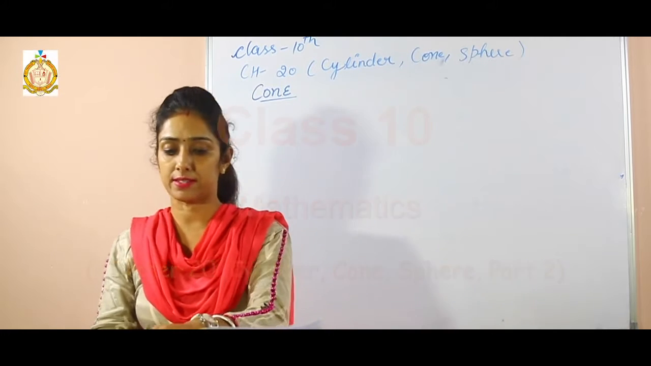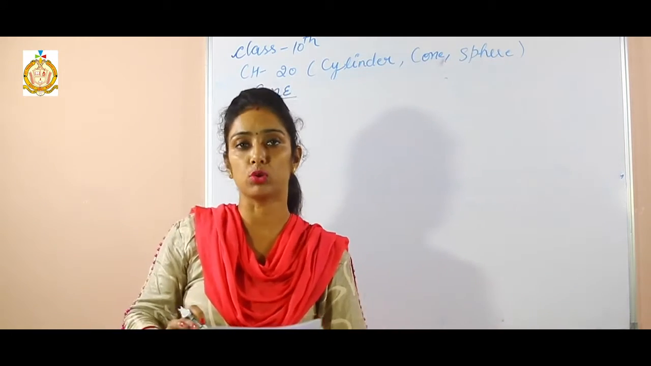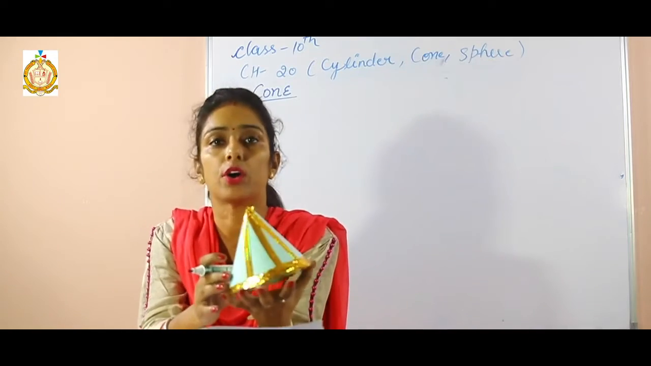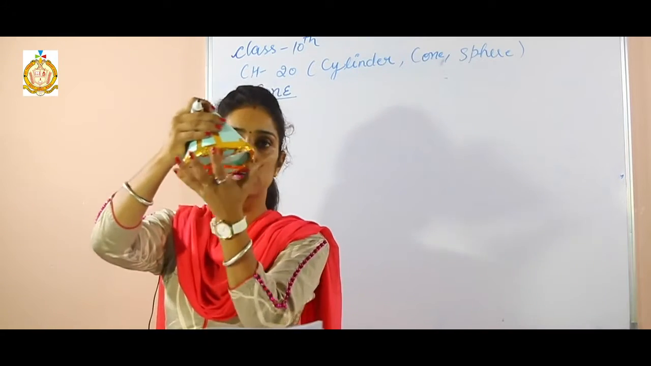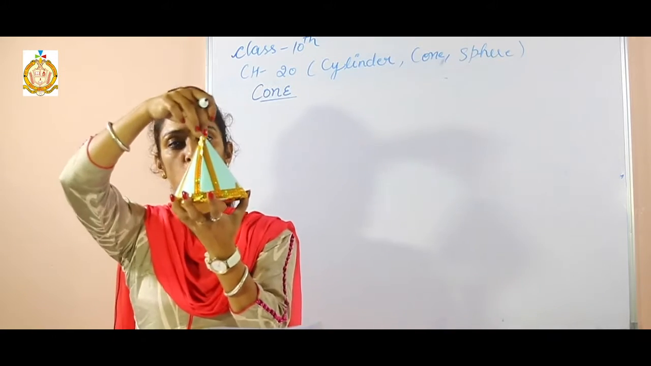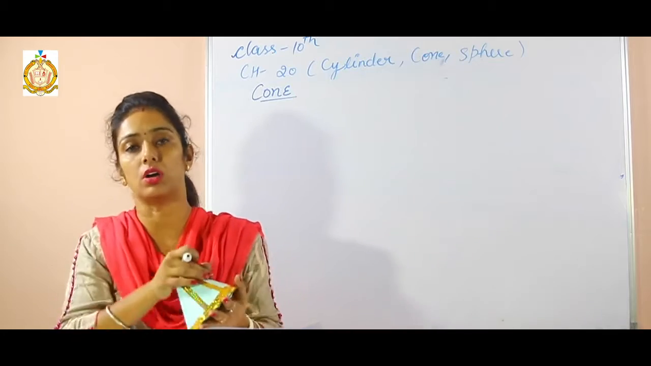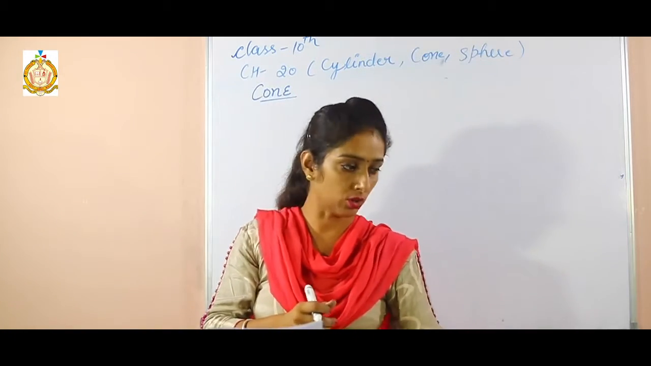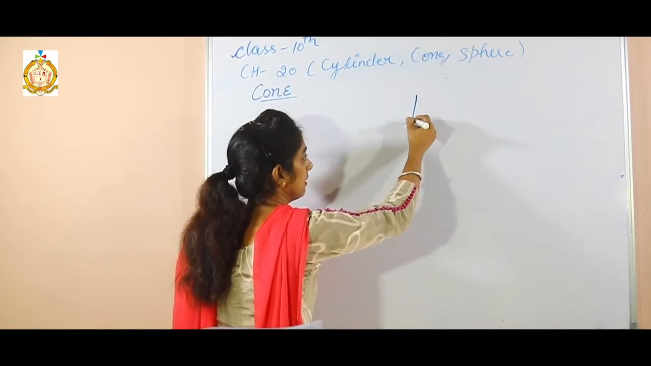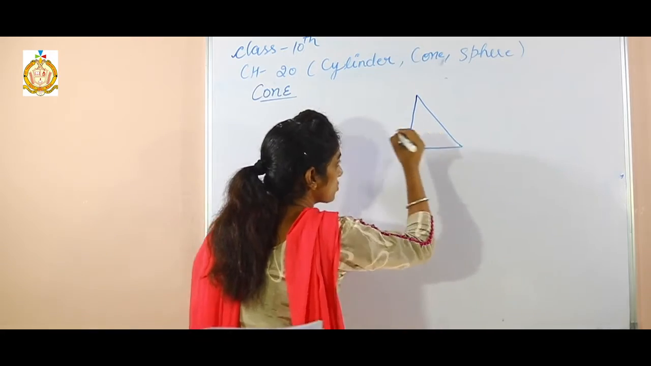Welcome students, in the second exercise, that is a cone. See, the shape of a cone is like this. You can say that a shape or an object that has a round base and a point at the top is called a cone.